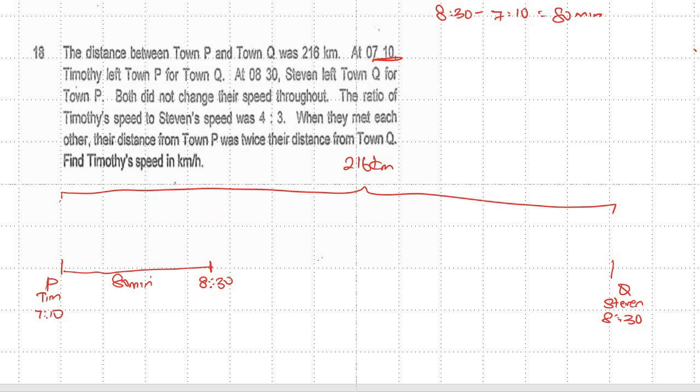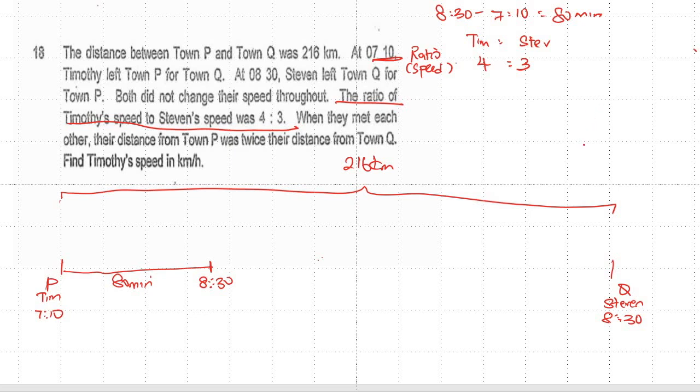And then it says that the ratio of the speeds, this is very important. The ratio of the speed of Timothy to Stephen is 4:3. So now we're given the ratio of what? The speed. Bear in mind that when you see the ratio of the speed, I'm not giving you the speed, I'm only giving you the ratio of the speed.